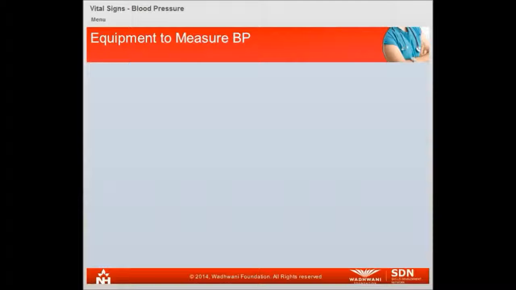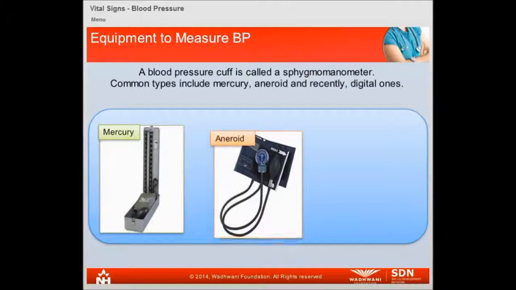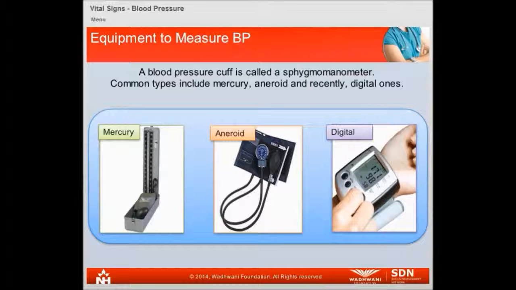Now let's look at some of the equipment which is used to measure BP. A blood pressure cuff is called a sphygmomanometer. Other common types of BP equipment include mercury, aneroid, and recently, digital ones.